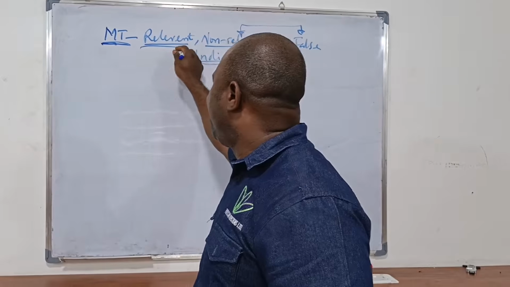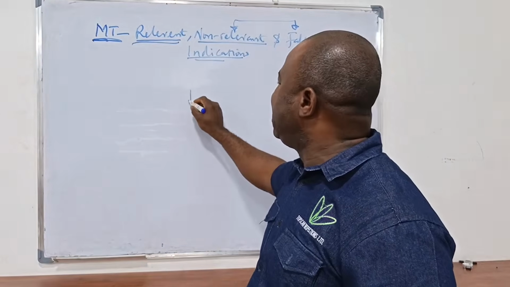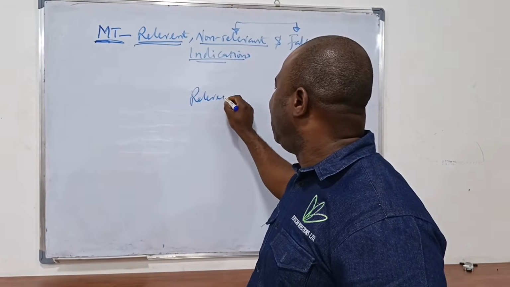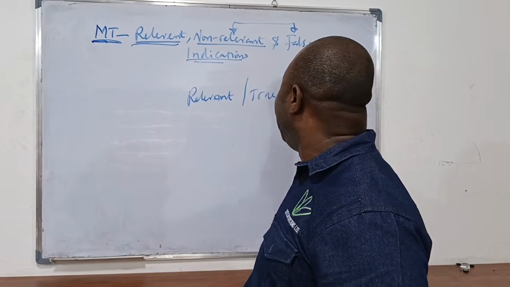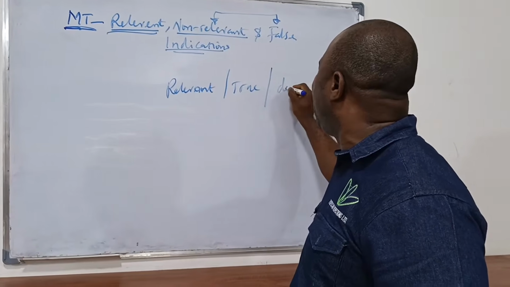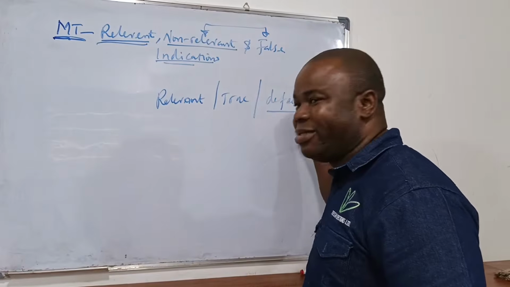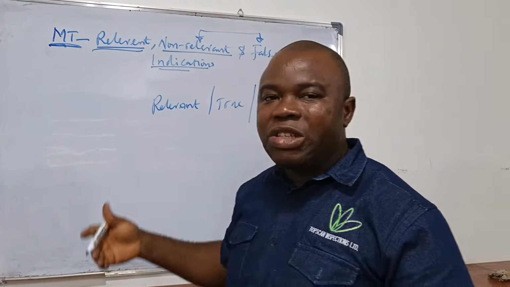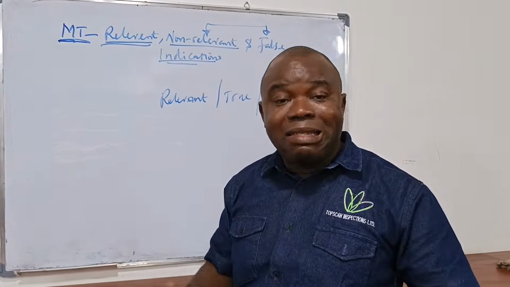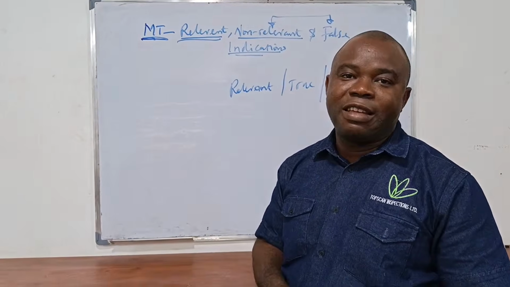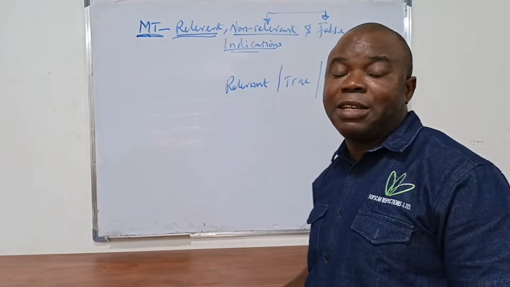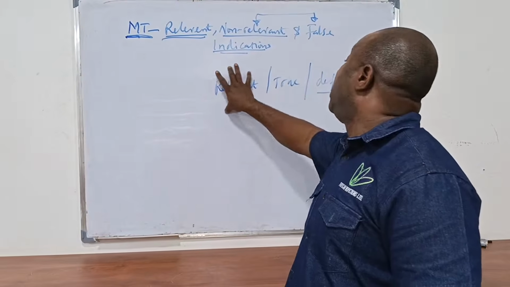This one is pretty straightforward. Everybody knows this. Relevant indications are also what we call true indications. These are indications that we eventually classify as defects. So these are indications that you are going to reject when they fail to meet the acceptance criteria. So this one is pretty straightforward.